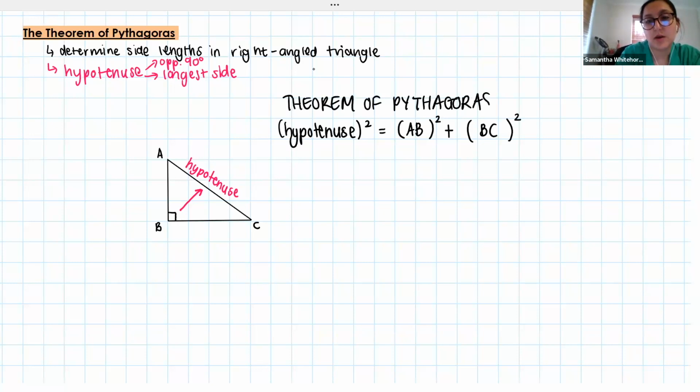And this is why, as I said right at the start, it allows us to work out any side length in a triangle, because we are working with the side length of the hypotenuse, the side length of AB, and the side length of BC. Right, so now why all of these squares? Why is that a thing?